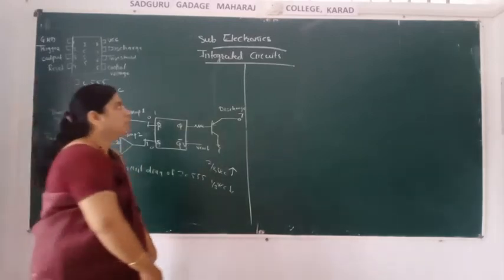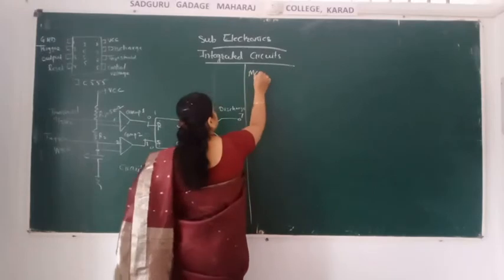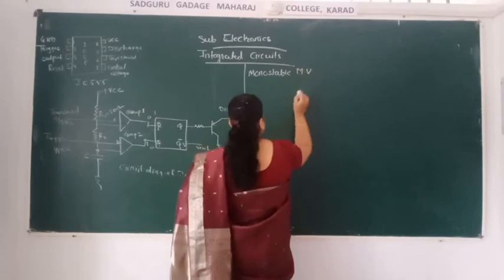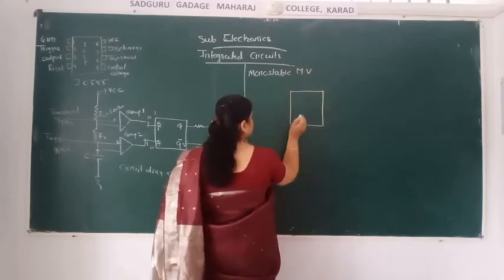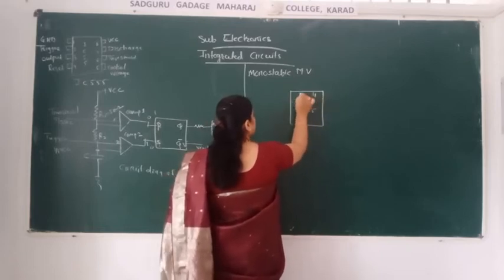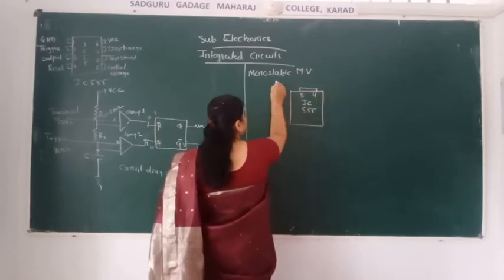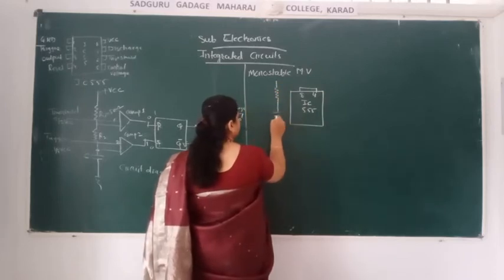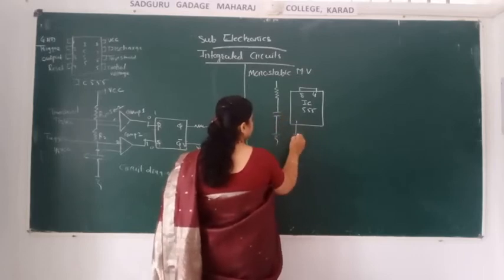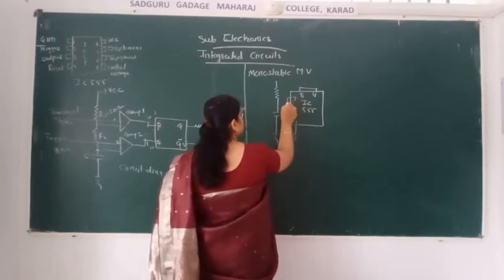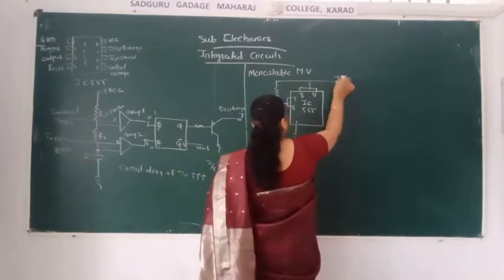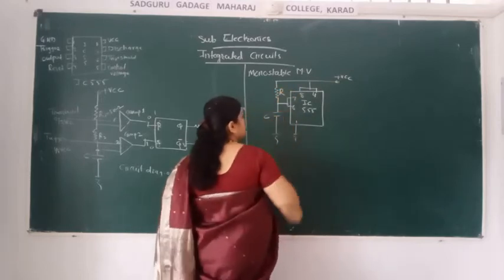Next we have seen is the monostable multivibrator. This is the circuit for the monostable multivibrator, that is IC 555. Pin 4 and 8 are taken common. One resistor and one capacitor are used and given to the ground. Pin 6 and 7 are connected together, and plus VCC is given to this resistor R and capacitor C.